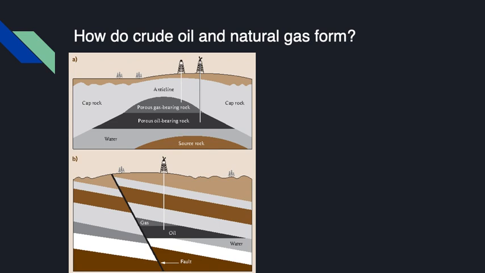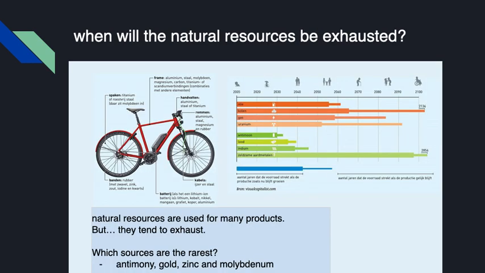So if you're still using gas at home, you now know that this gas was formed because of rotting plankton, or the rotting remains of all kinds of plants from the Carboniferous, millions of years ago. But, of course, these natural resources are used for many products and they tend to exhaust. You may ask, which ones are the rarest? Well, if you look at this picture, it's the antimony, the gold, the zinc, and molybdenum. And these ones are so rare that we have to be very careful about it.